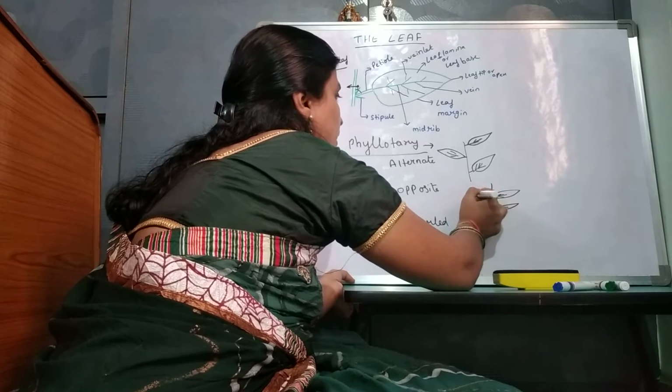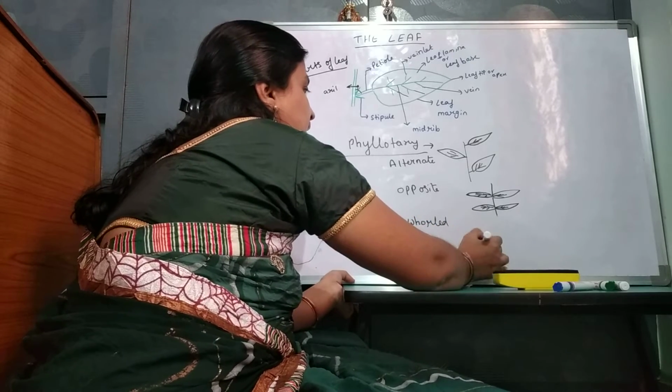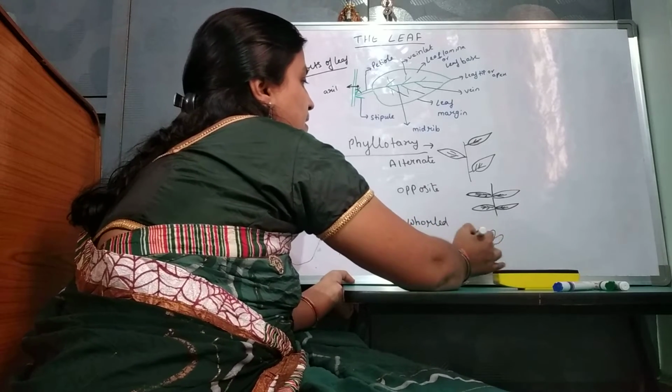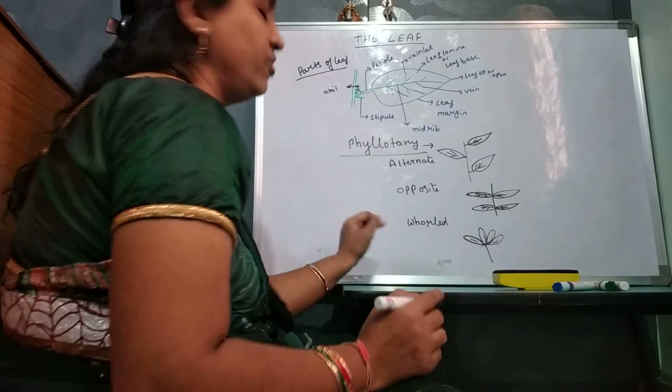Opposite to each other. Whole phyllotaxy, they are arranged like this. Whole phyllotaxy. This is alternate, opposite and whole phyllotaxy.